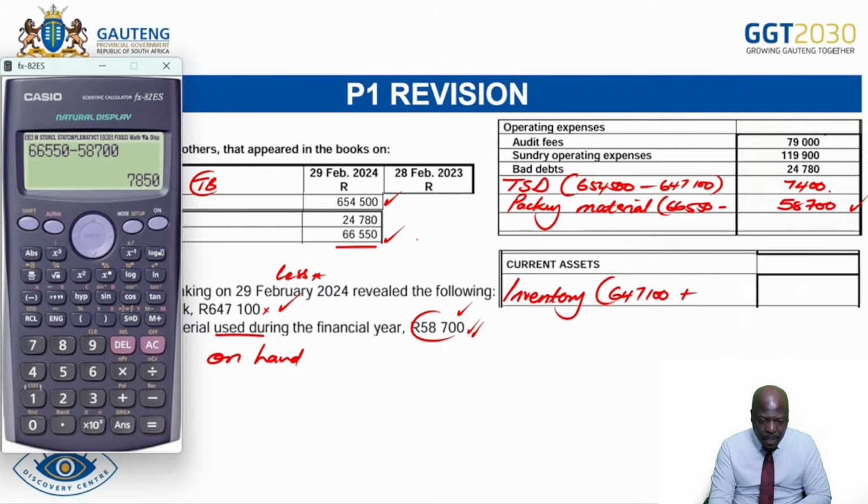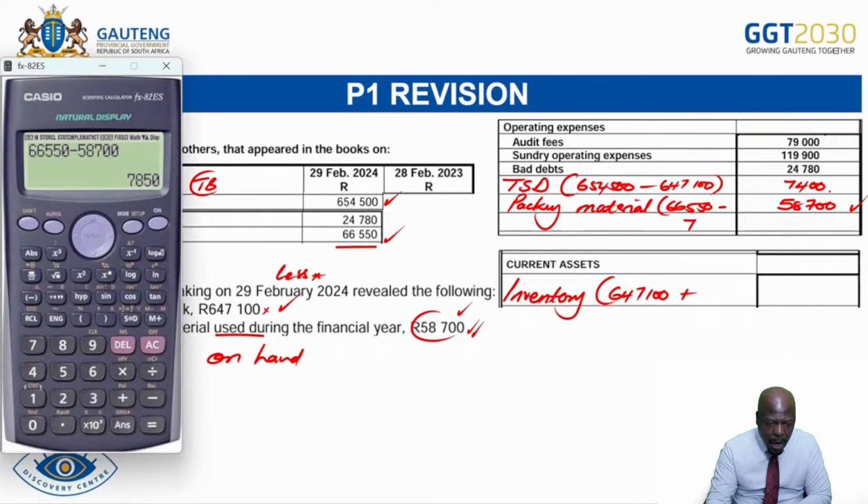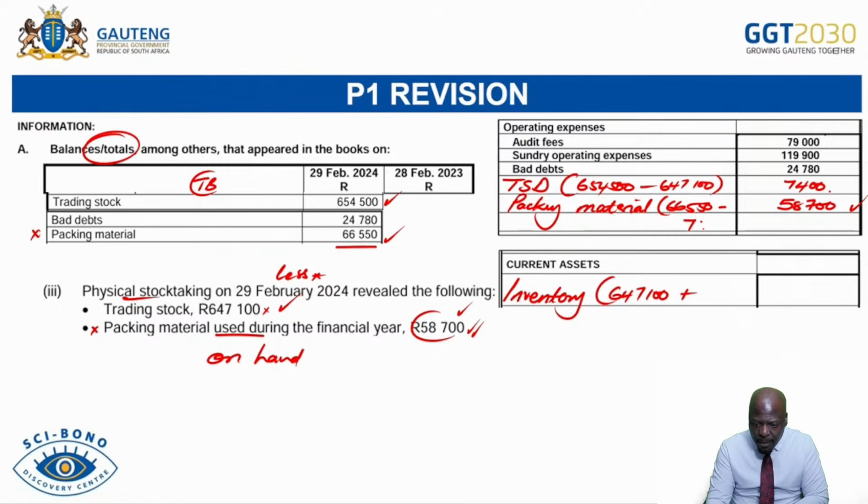850. That becomes our packing materials on hand. So I'm going to say minus 7,850. That becomes, okay, we said minus 7,850. Let's get a calculator again. There you are. 7,850 minus 7,850 over there. We close the bracket. So if you say that minus that, it should give you that one there.